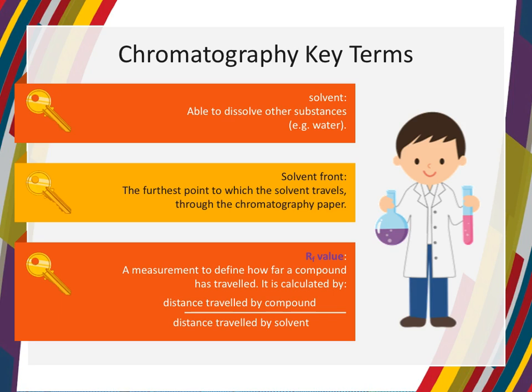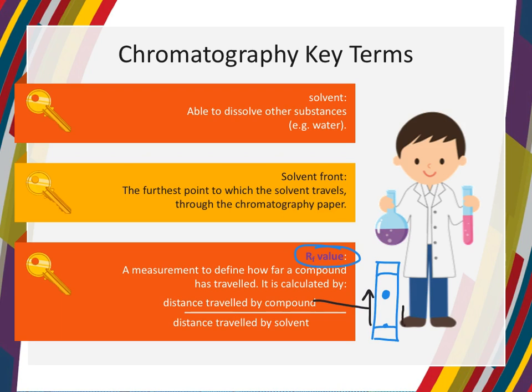And then this term just here is super important, this RF value. This is a measurement to define how far a compound has travelled. So if we had a piece of chromatography paper where that was the start line and that was the finish line, and a compound, let's say it's that blue dot, has moved from there to there, that's the distance travelled by the compound.